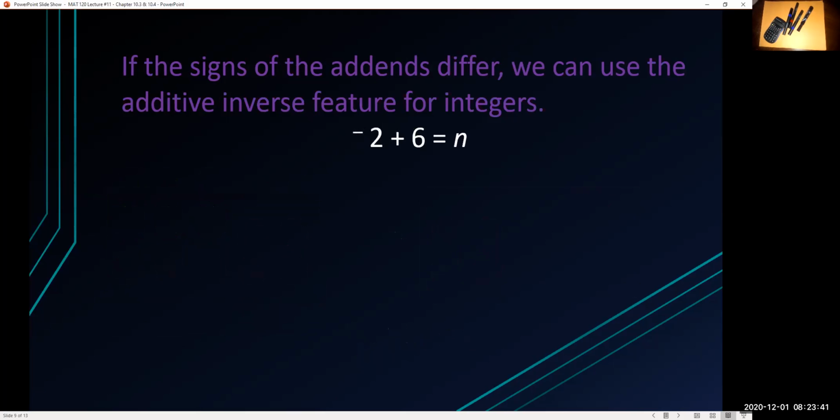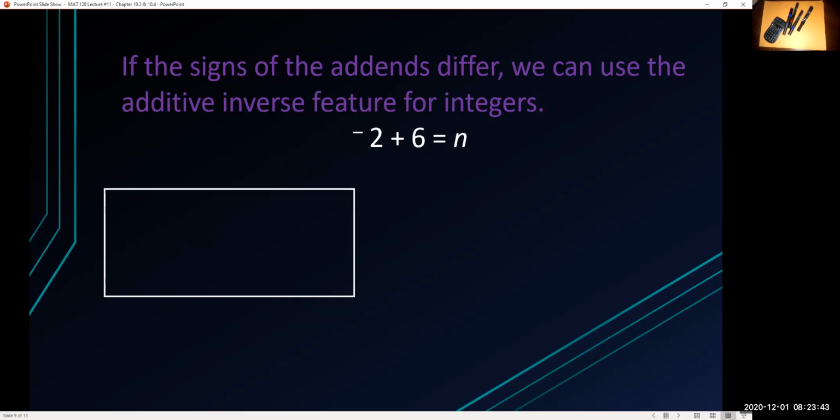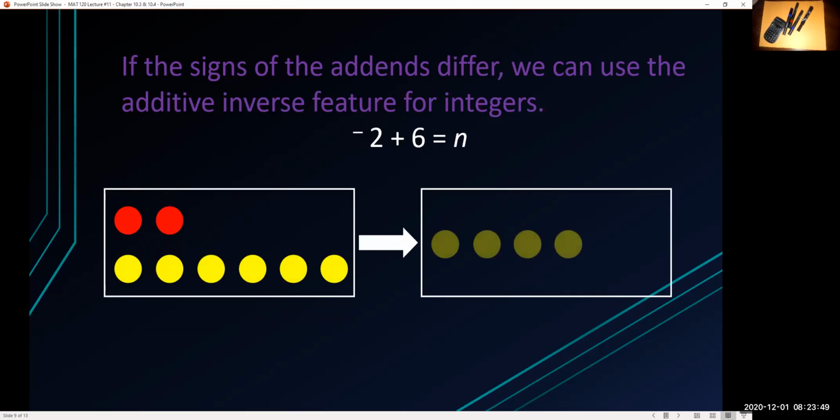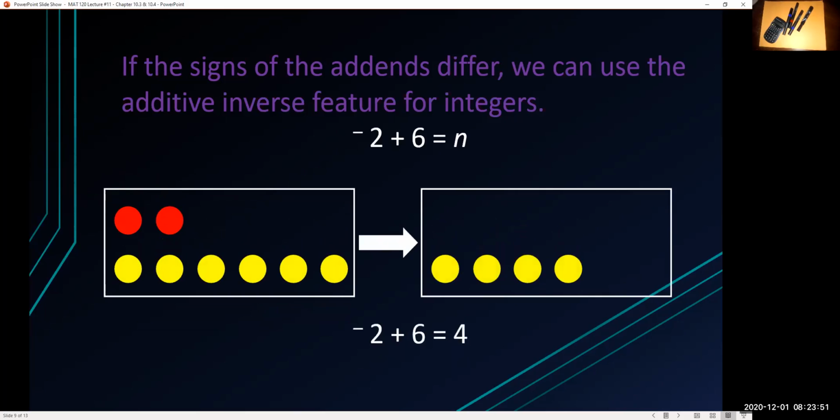Here's another great example. -2 plus 6. I think you know what it ought to look like. We'll do 2 reds in the box, 6 yellow in the box. And then we have a couple of pairs. And then we're left with 4 yellow. And that means, of course, +4.